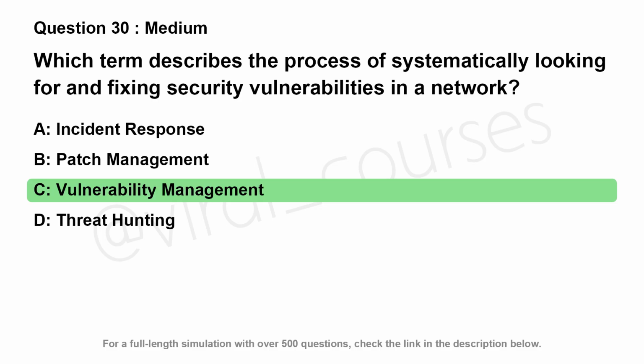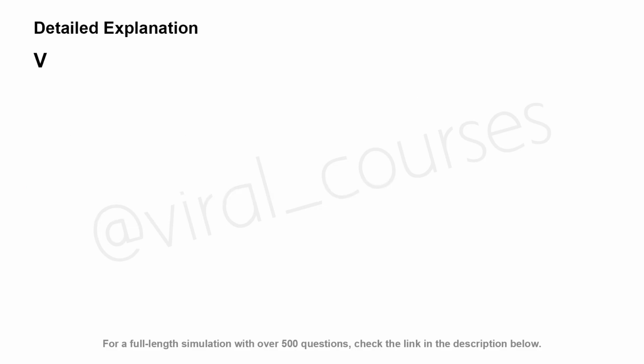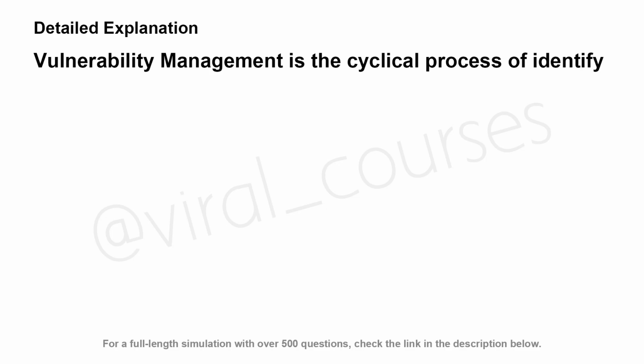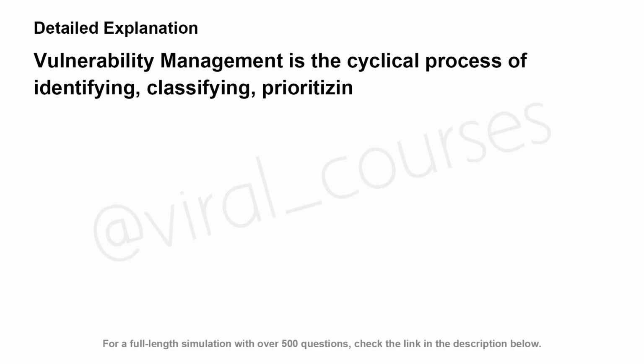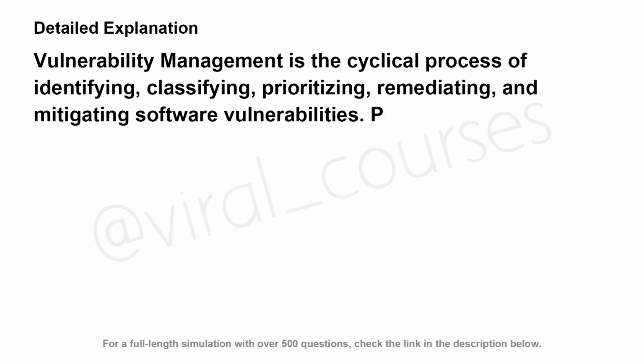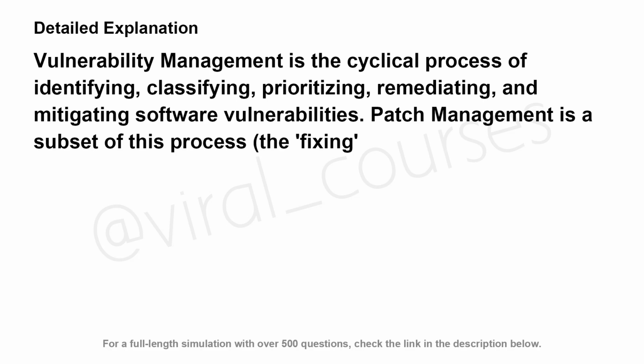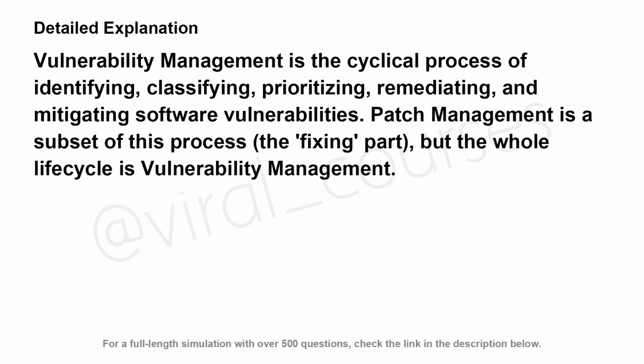The correct answer is C. Vulnerability management is the cyclical process of identifying, classifying, prioritizing, remediating, and mitigating software vulnerabilities. Patch management is a subset of this process, the fixing part, but the whole lifecycle is vulnerability management.